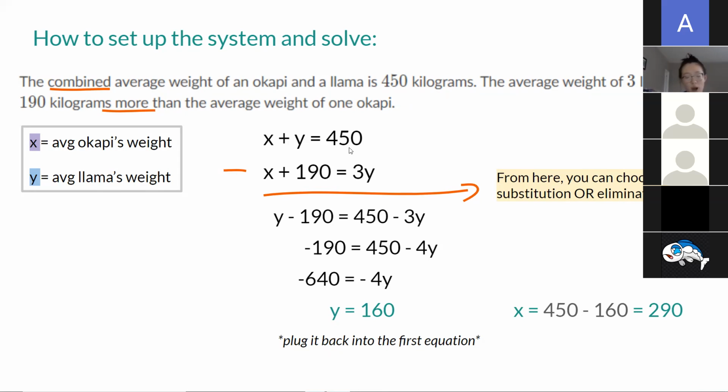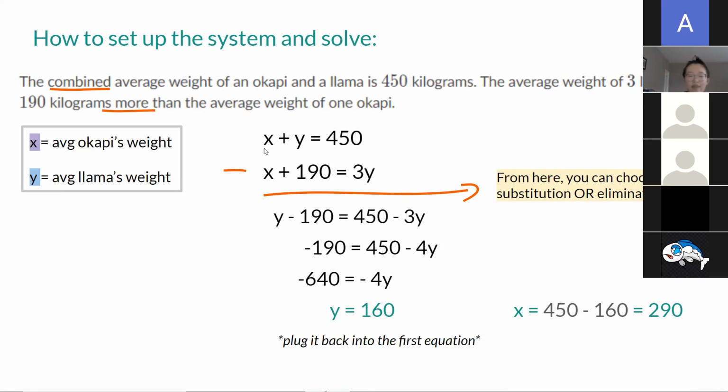So these are our equations. x plus y equals 450, and this linear equation comes from the first sentence, where it says the combined average weight of an okapi and a llama is 450 kilograms. And then for our second equation, it's x plus 190 equals 3y. The average weight of 3 llamas is 190 kilograms more than the average weight of 1 okapi.